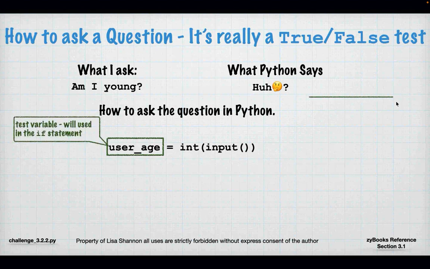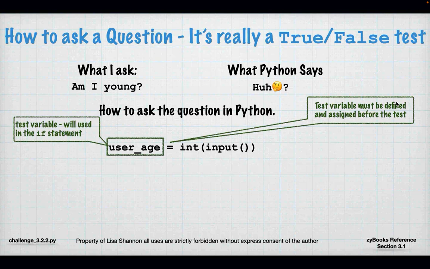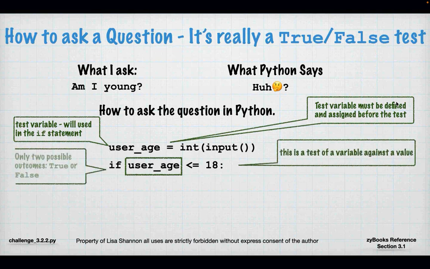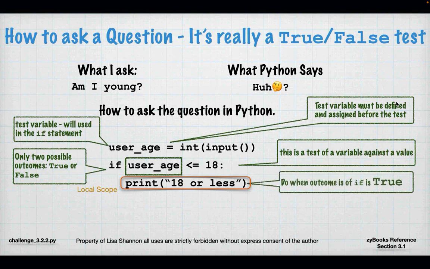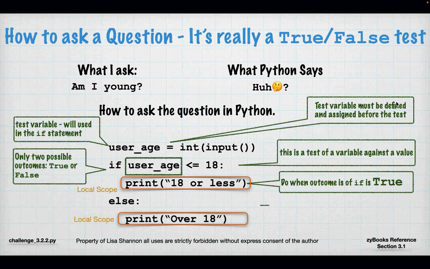Well, I'm going to have my user_age again, and that's my test variable. That variable is going to have a value, and it will have been defined and assigned before I use my if statement. Now I'm going to use that test variable in my decision making. The if statement has two possible outcomes, true or false. And so what I have defined is young as less than or equal to 18. That's what that line did. And when the user_age is less than or equal to 18, I will then print 18 or less. Otherwise, I will print over 18.